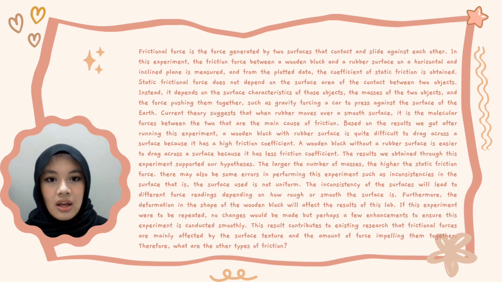Current theory suggests that when rubber moves over a smooth surface, it is the molecular forces between the two that are the main cause of friction. Based on the results we got after running this experiment, a wooden block with a rubber surface is quite difficult to drag across a surface because it has a high friction coefficient. A wooden block without a rubber surface is easier to drag across a surface because it has a lower friction coefficient.